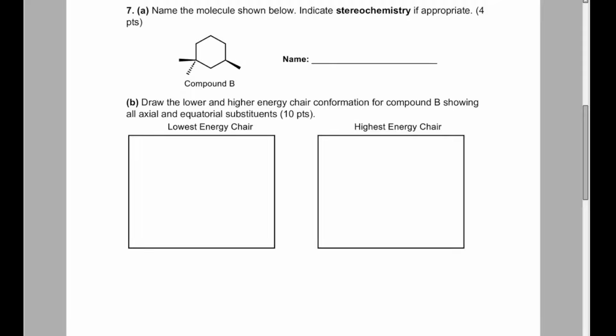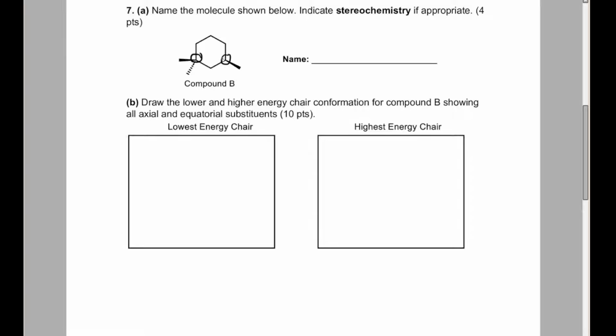7a. Name the molecules shown below. Indicate stereochemistry if appropriate. So we're given this molecule. It's a cyclohexane, and immediately we recognize that there are 2 potential chiral centers because of the wedges and dashes of the substituents, so I'll label that right here. And we need to determine whether or not they are indeed chiral centers before we can name this molecule.